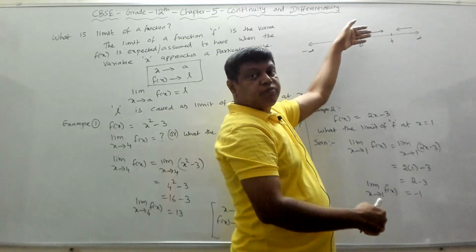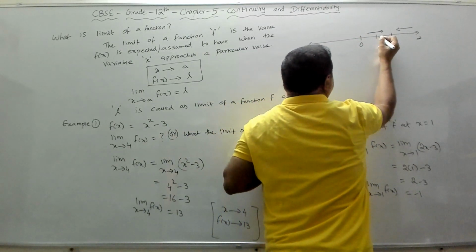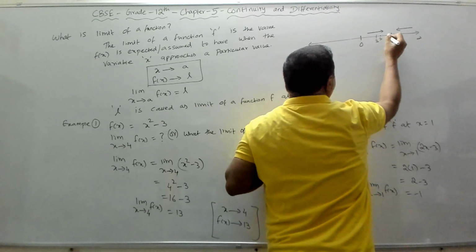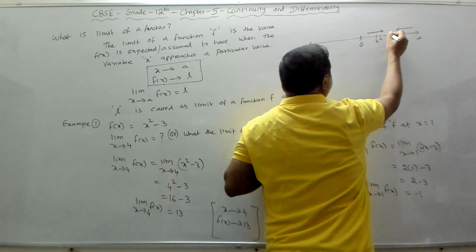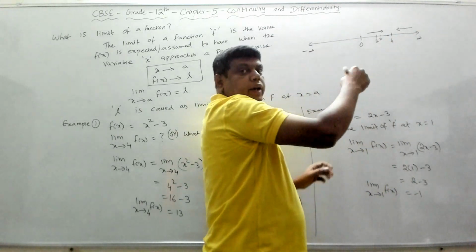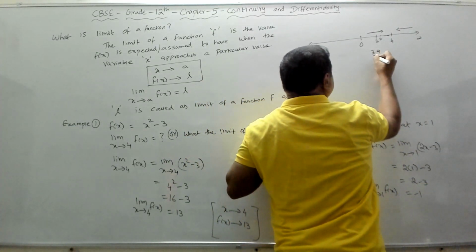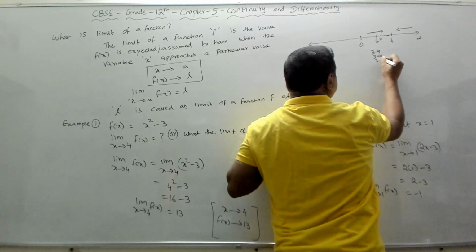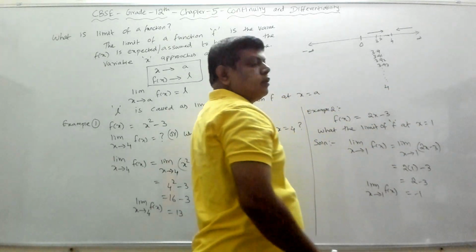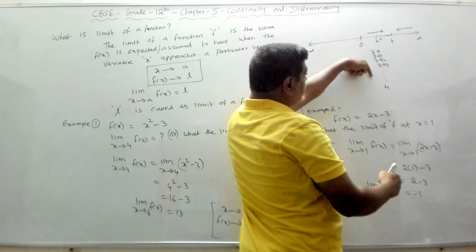When we approach the left side of 4, we are approaching like this. Suppose this is 3. Let's assume that it is 3. Then this may be 3.1, 3.2, 3.3, 3.4, 3.9, 3.99, 3.92, 3.93, 3.99. Like that we are approaching. All these values go 3.9, 3.92, 3.93. Like that we are going towards what? 4. In this direction, in the left-hand direction, we are approaching 4.